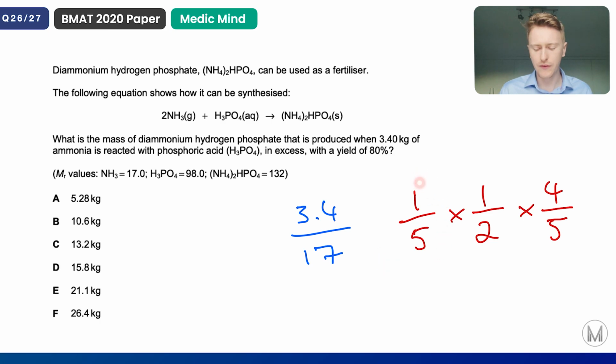But in this case, you've got 0.2 multiplied by 0.5 multiplied by 0.8 in order to calculate overall the amount of moles that you've got of this compound. But we're not asked the moles, we're asked what mass we end up with. So we have to remember to multiply it by our MR, which is 132. When we do this, we can take a half of 132, that gives us 66. We can then divide that by 5, that gives us a value of 13.2.